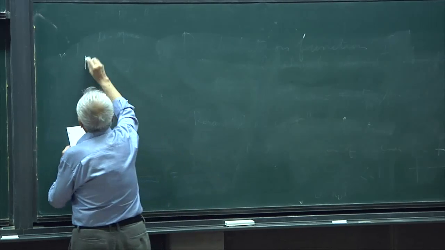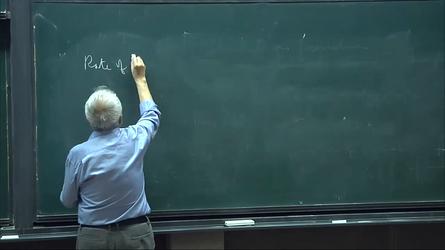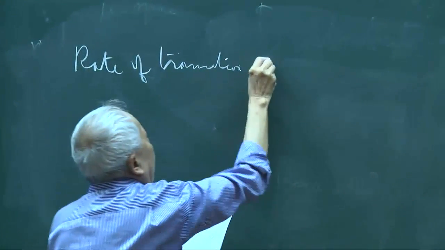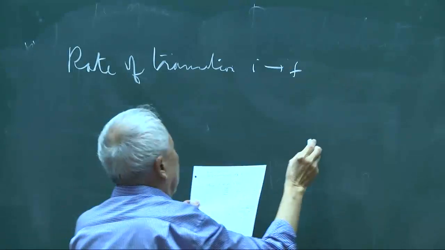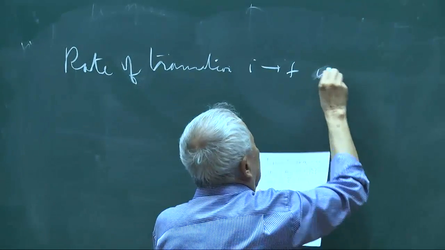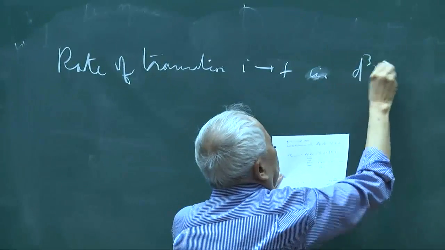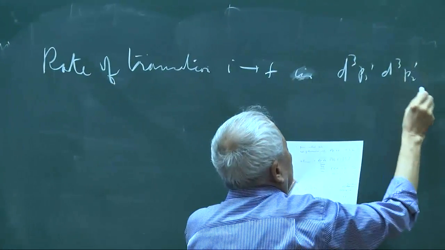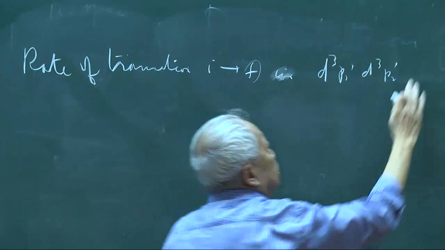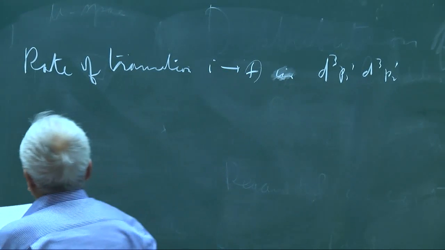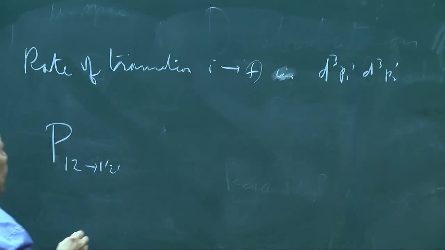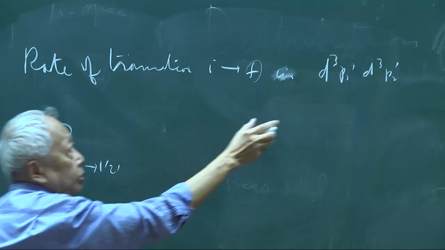So the rate of transition I to F, with the final state within d3P1 prime and d3P2 prime. The final state has to lie within this volume element. And we call that probability of 1, 2 going to 1 prime, 2 prime. And it is a differential we call dP because this is a very small volume element.